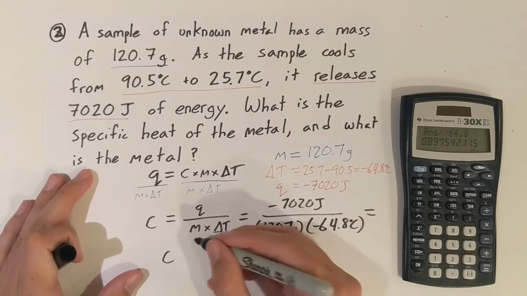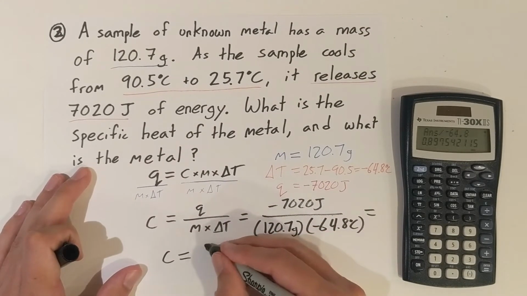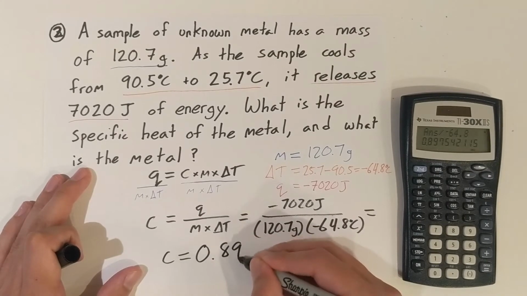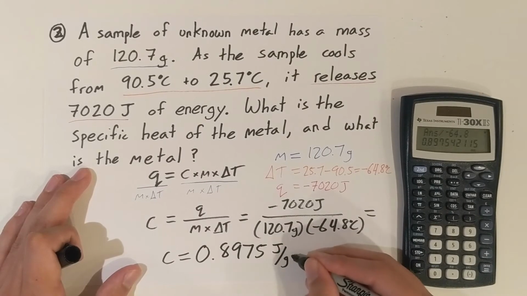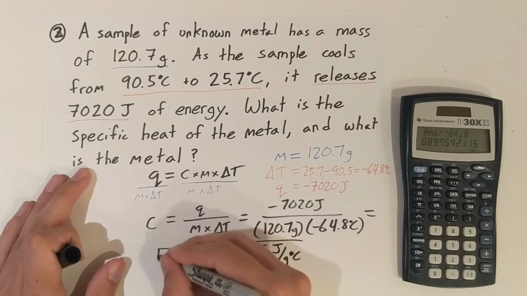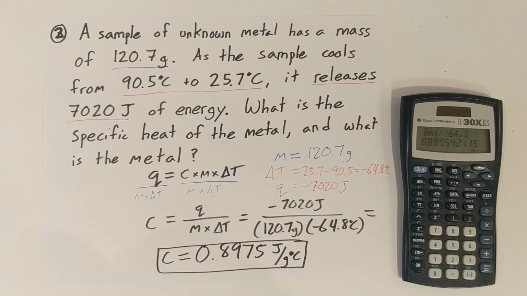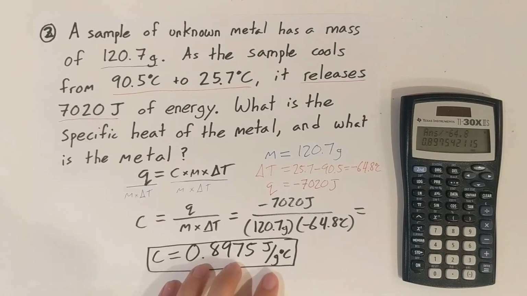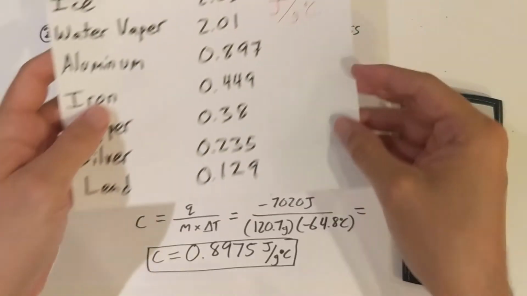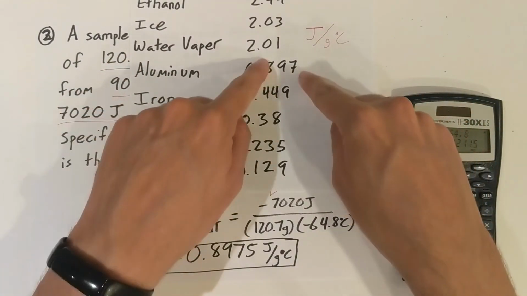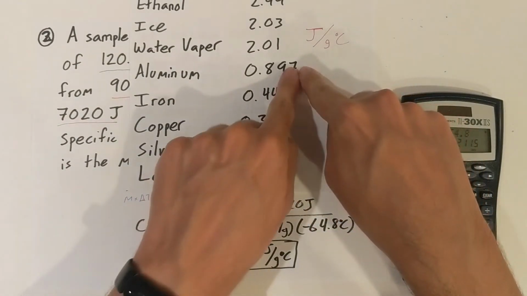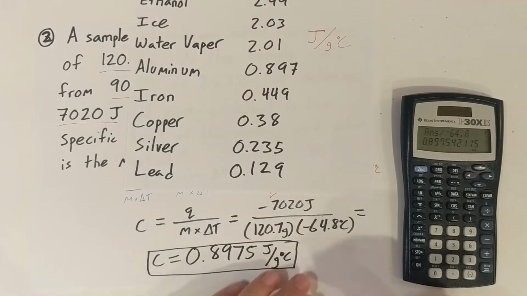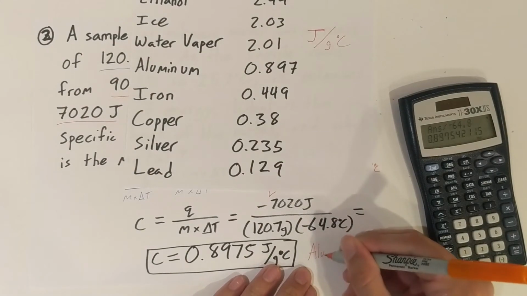C is equal to 0.8975, and our units are joules per gram Celsius. So we're halfway there. We have our specific heat. We just need to figure out what metal this is. So remember, it's an intrinsic property. We can use it to identify what metal it is. So here's our specific heat. It's right around here. So our metal would be aluminum.